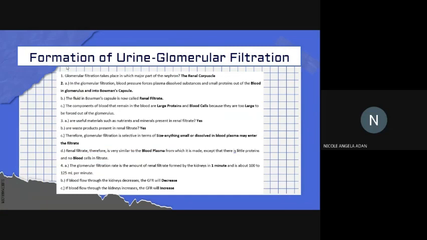Formation of urine: glomerular filtration. Number 1. Glomerular filtration takes place in which major part of the nephron? The answer is the renal corpuscle.